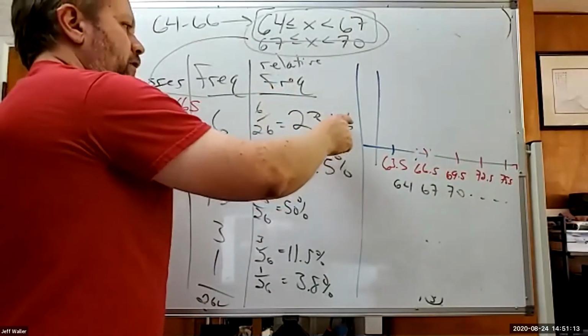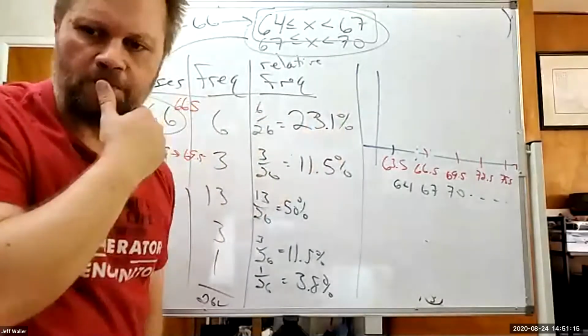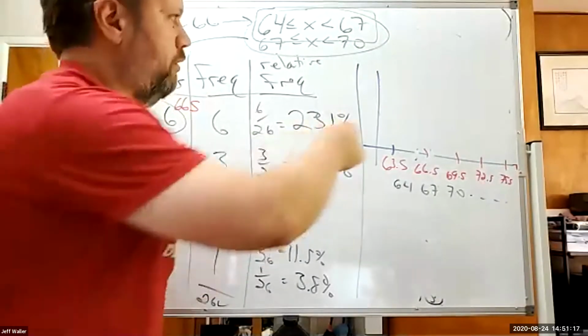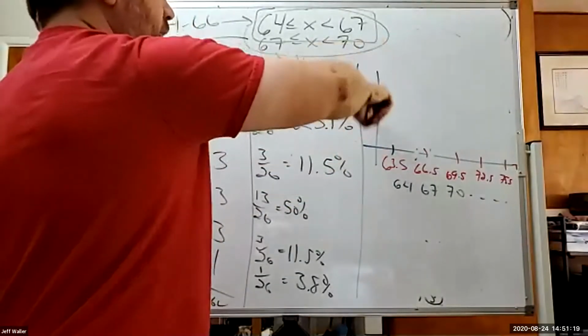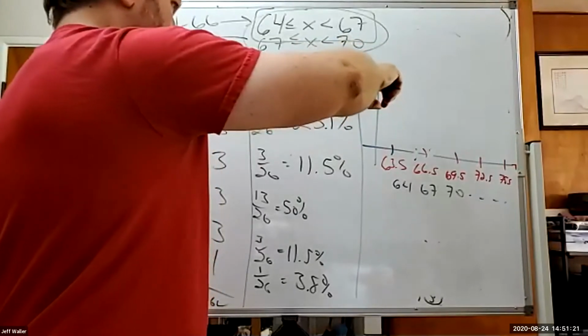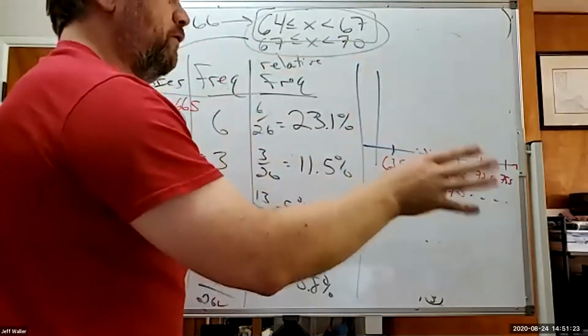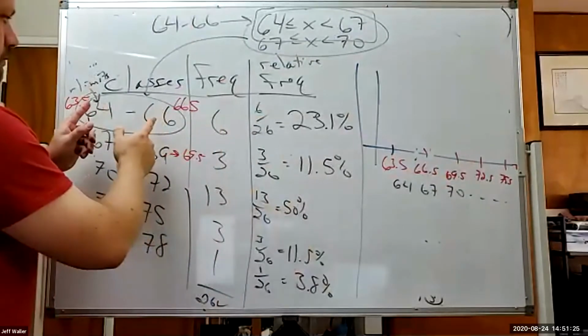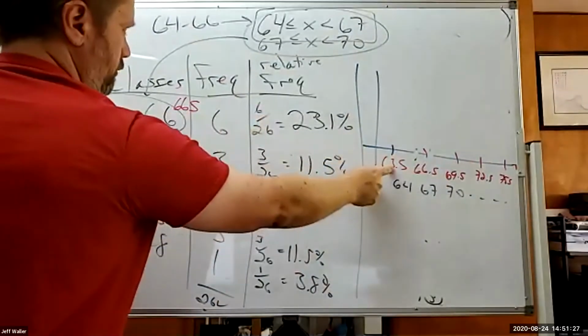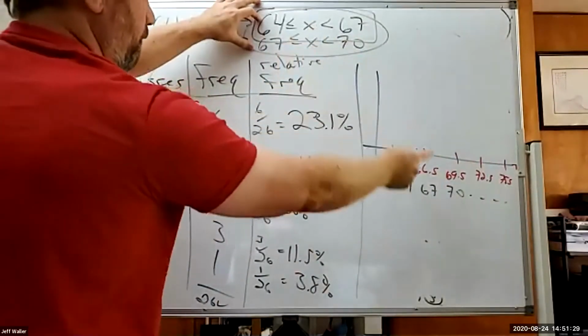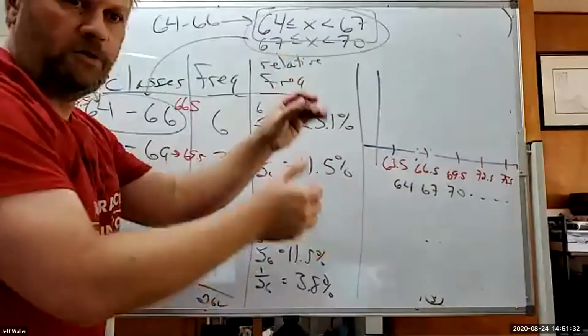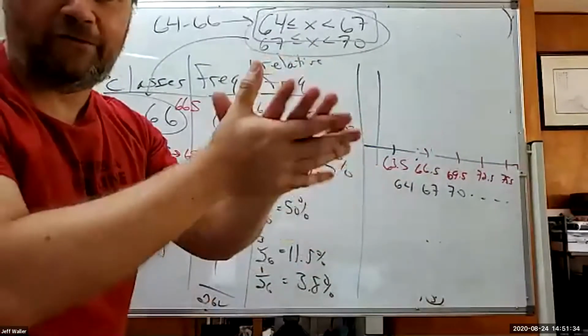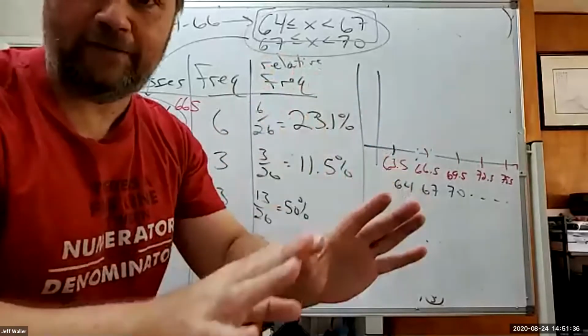Get into the habit of taking them to percentages. And then you can use nice whole numbers on this axis. So it's up to you if you want to do it this way or this way. Don't mix, don't use half of one and half of the other. That's not going to fly.